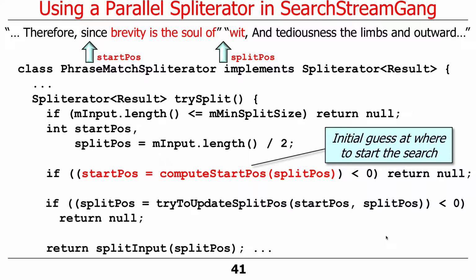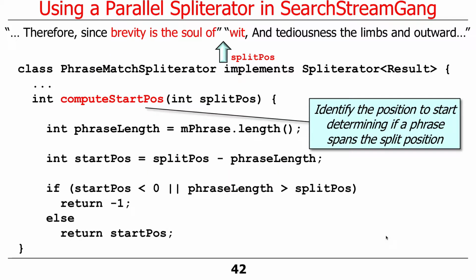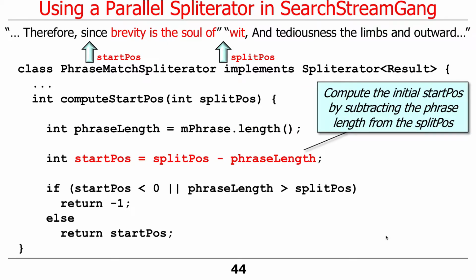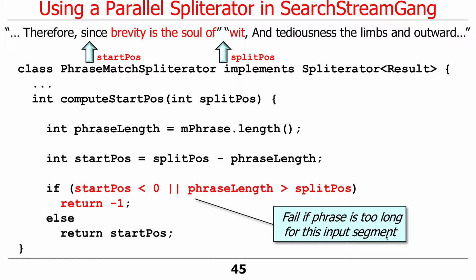So we start out by figuring out the start position. And here's what this does. It identifies the position to start determining if a phrase spans the split position. So we figure out the length of the phrase, which is, the length of brevity is the soul of wit. Then we go ahead and take the split pause and subtract the phrase length, and that gives us the start pause. And then we check to see whether or not this is a sensible range, if it's too long for the segment, in which case we fail. Otherwise, we return our candidate start. This particular method does not take into account phrases spanning across the split. It just tries to figure out where we want the split to start.